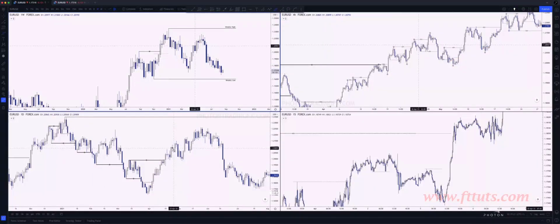So you can use all of that knowledge together: when we get that daily change of character, and the 4-hour switches bearish, it's not likely to last long. That's probably just going to be a short little correction, a short little retracement to then continue that bullish move.